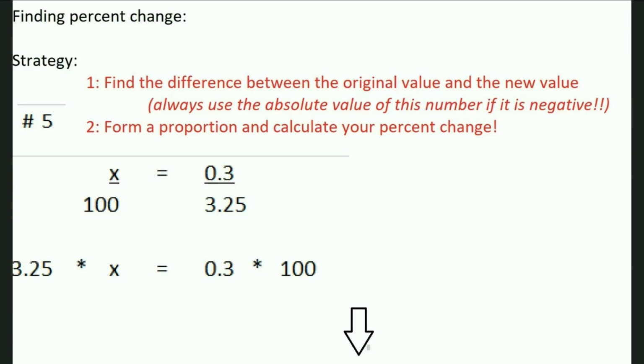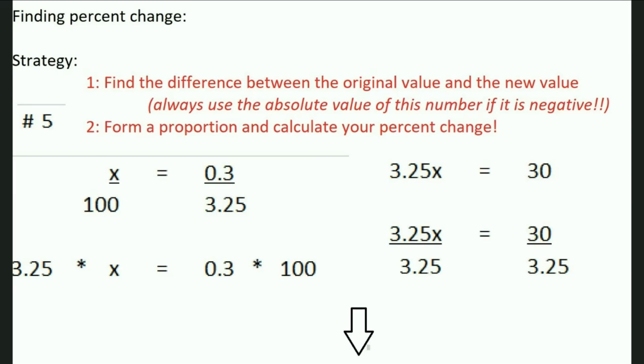3.25 times x equals 0.3 times 100. 3.25x equals 30. Divide both sides by 3.25. x equals 9.23. What that tells me is there's a 9.23% decrease between 3.25 meters and 2.95 meters. This is how you set your proportions up. All right, and that's it.